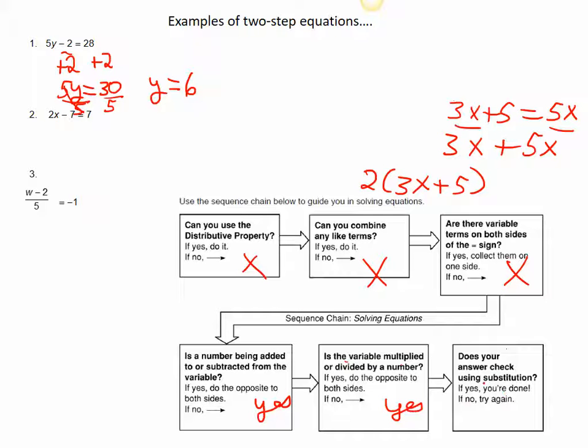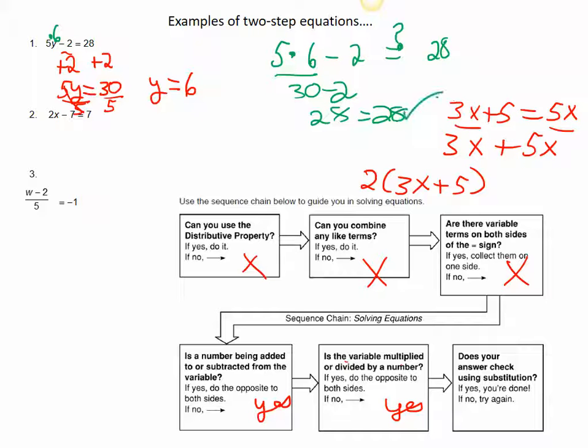And then does your answer check using substitution? So now we take our answer, which is 6, and we put it back into our original equation. And we go 5 times 6 minus 2, and we want to see if that equals 28. So 5 times 6 is 30, minus 2 is 28, so we do get 28 equals 28, so it checks. So we're all done with these steps for solving this two-step equation.